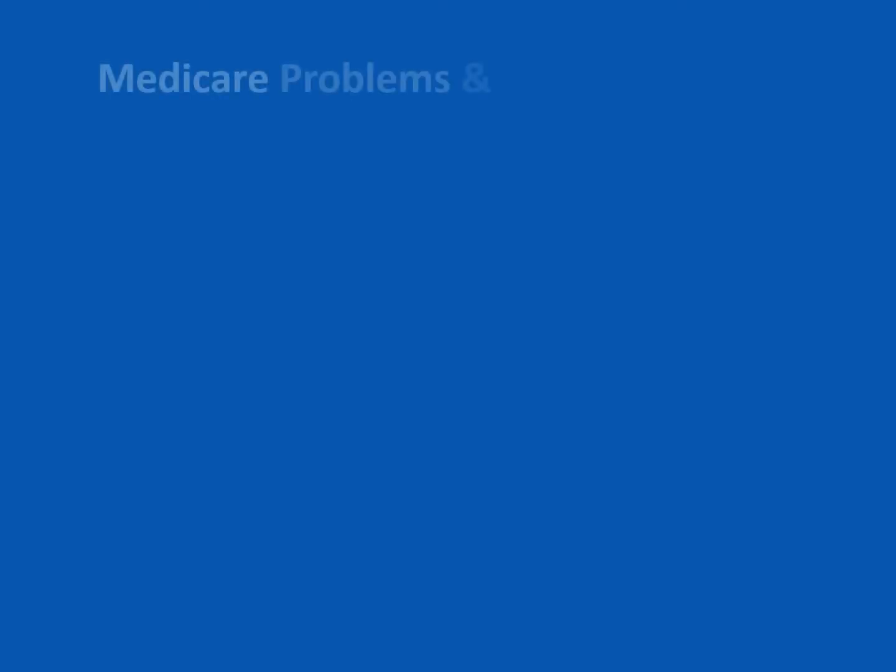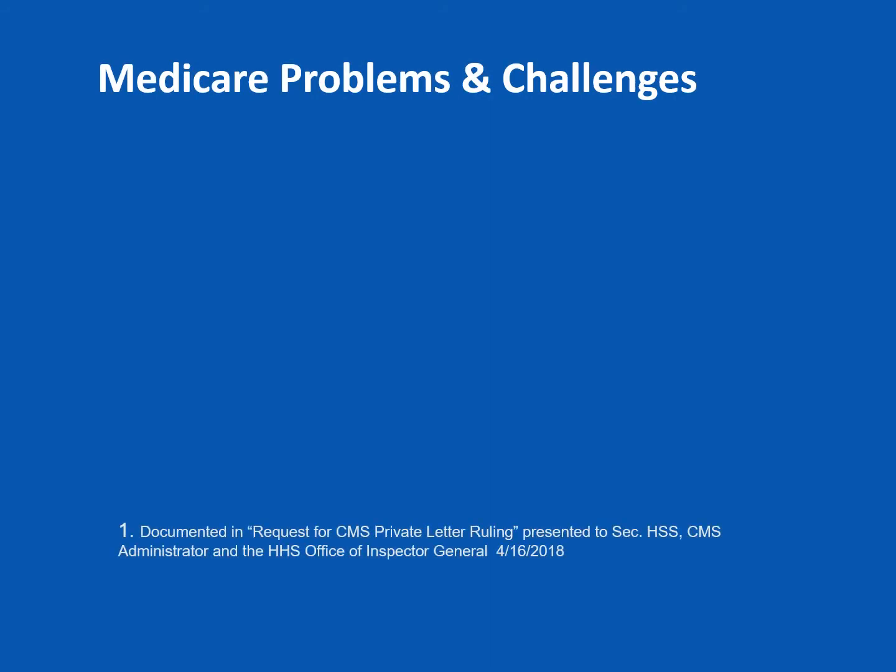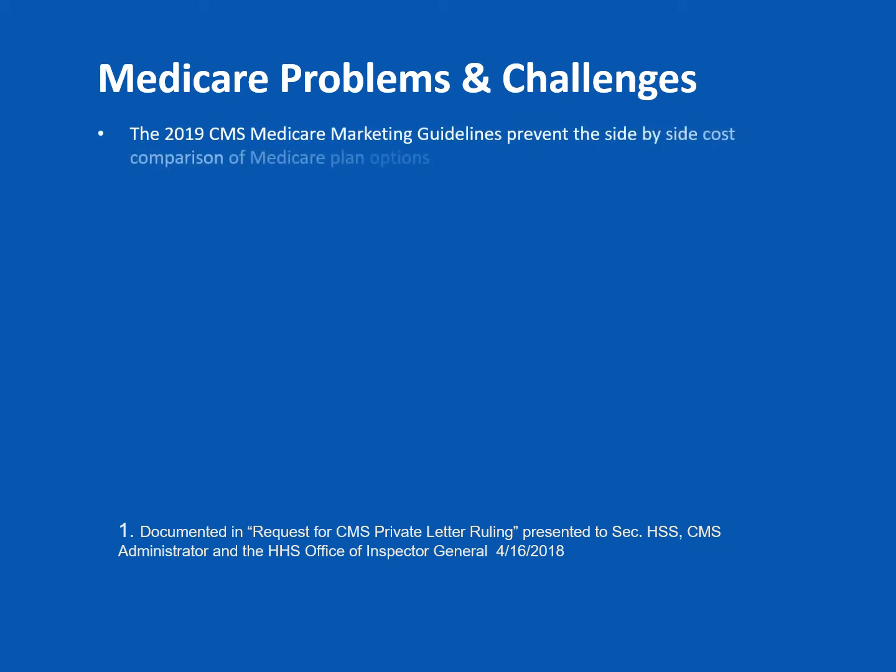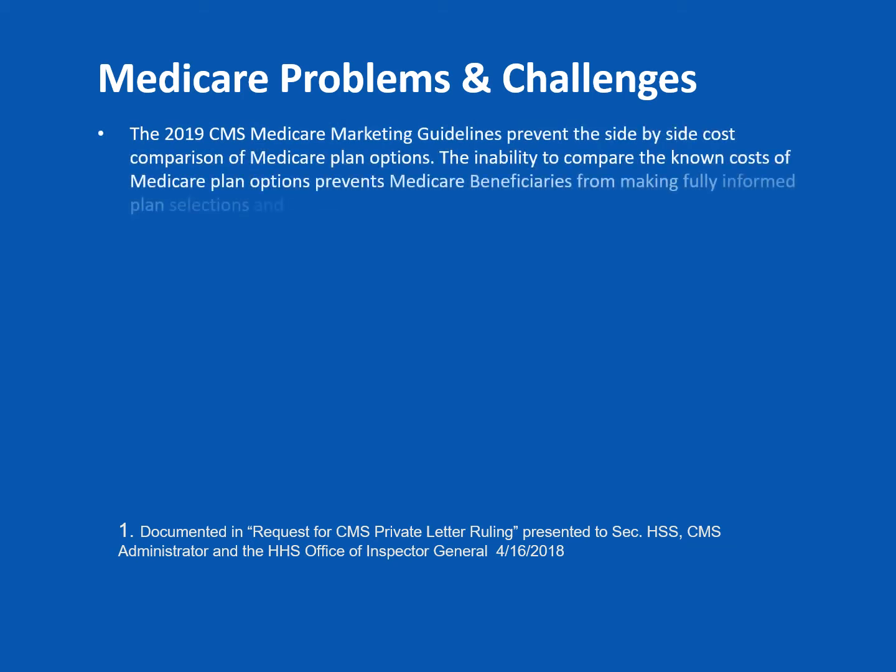Medicare problems and challenges. The 2019 CMS Medicare marketing guidelines prevent the side-by-side cost comparison of Medicare plan options. The inability to compare the known cost of Medicare plan options prevents Medicare beneficiaries from making fully informed plan selections and impairs price competition in the marketplace.